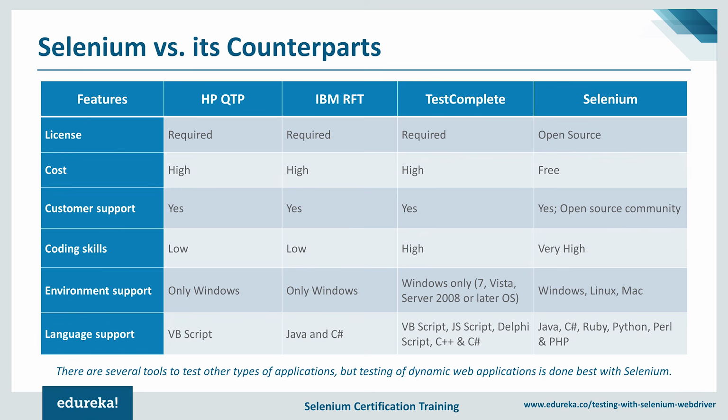Now the final feature we're looking at is language support, wherein QTP supports only VBScript, RFT supports Java and C#, Test Complete supports VBScript, JScript, Delphi script, C++, and C#, whereas Selenium gives you a dynamic range of support for almost all popular programming languages like Java, C#, Ruby, Python, Perl, and PHP.